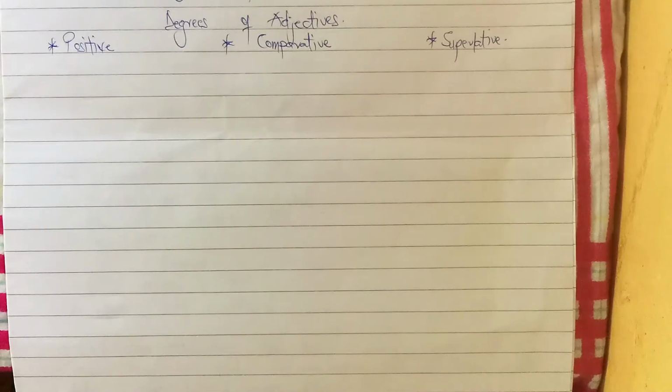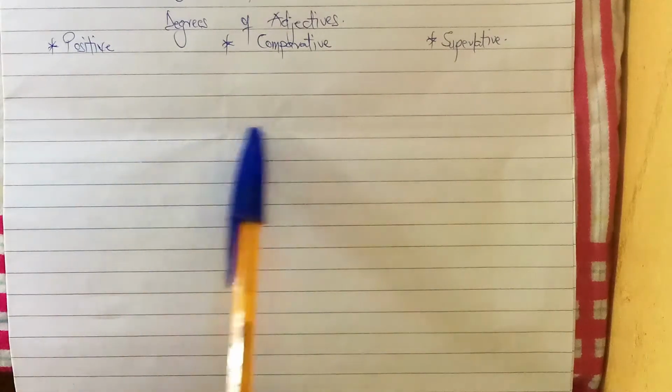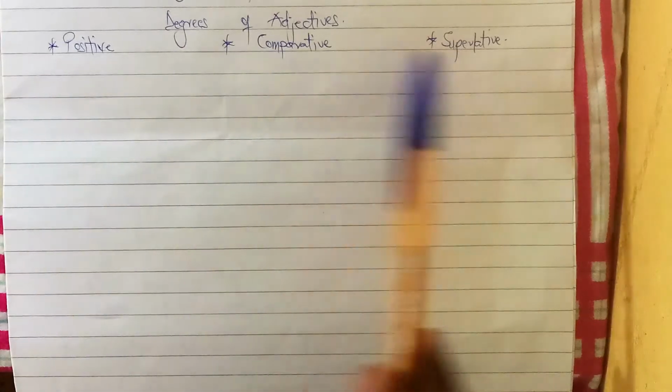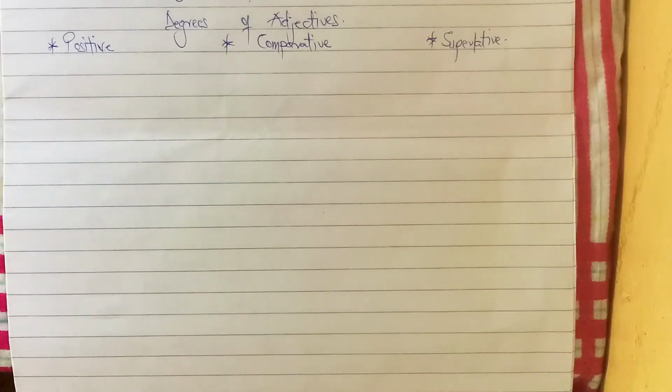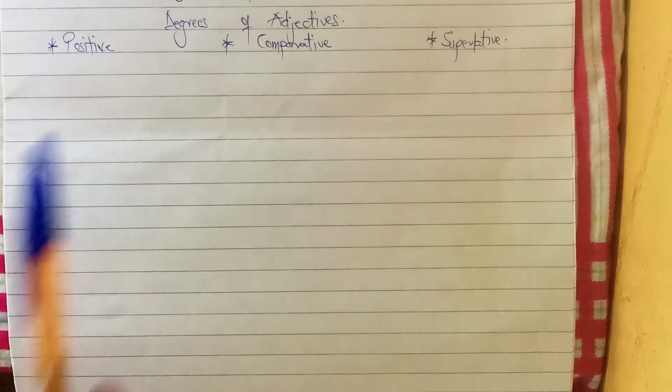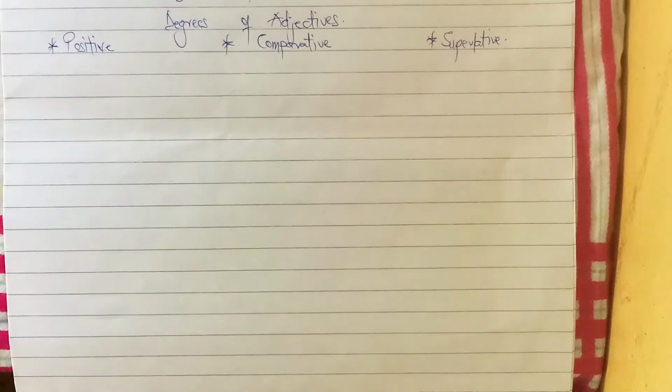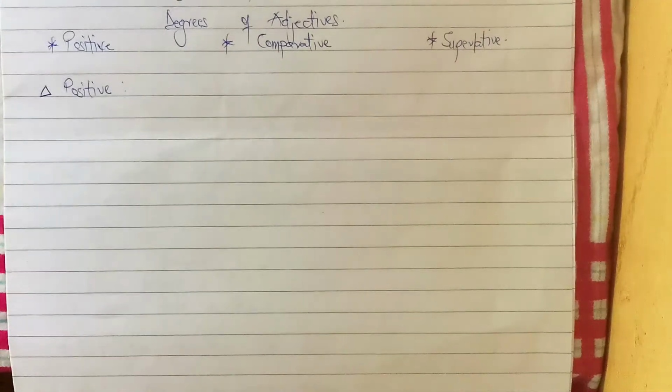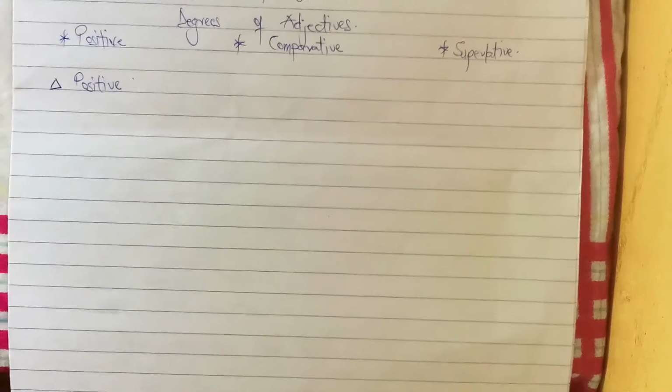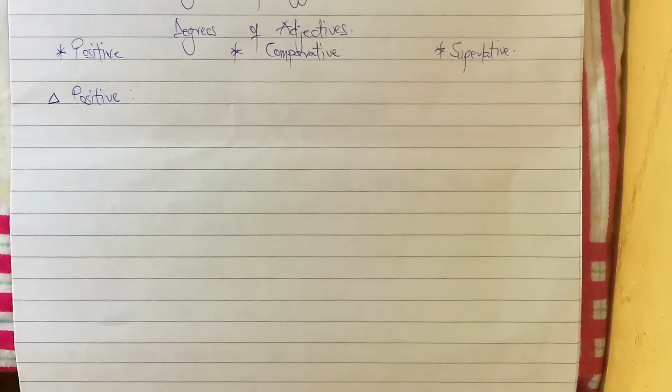Now, if you want to know when these can be used, it will depend on the number of people you are talking about or the number of things you are talking about. So we will take them one after the other so that we would know when each of these usually comes into place. So first we have the positive. Now the positive is used when the adjective is in its raw form, that is, its normal form.